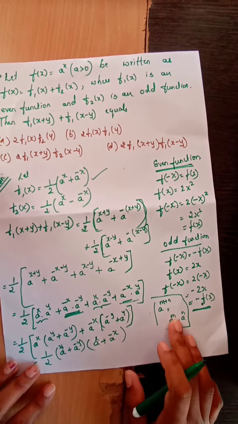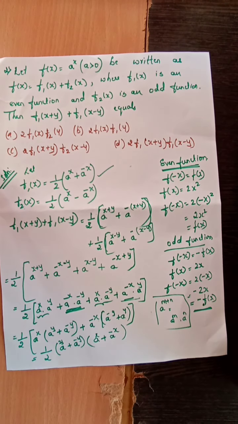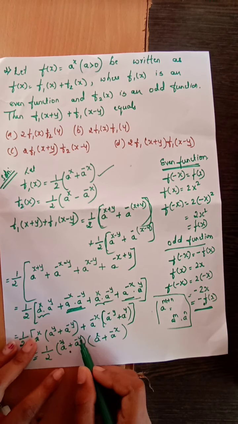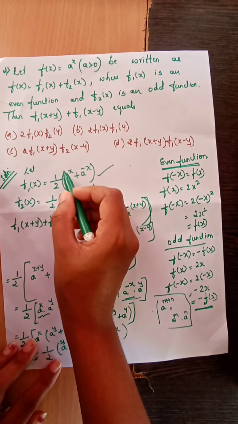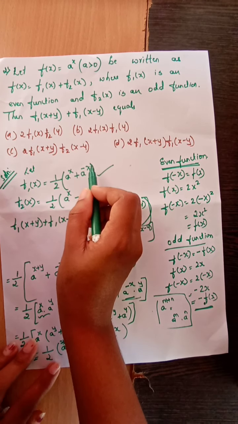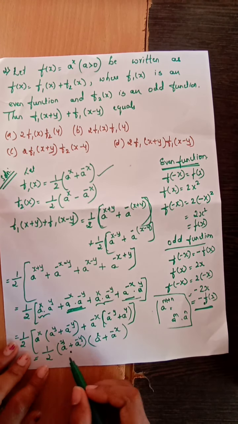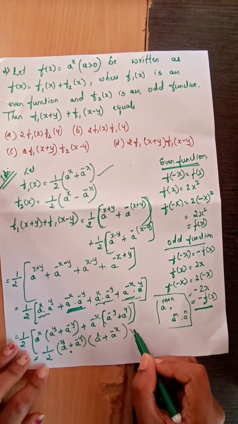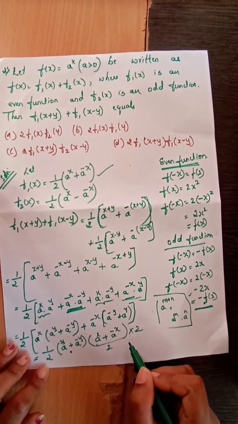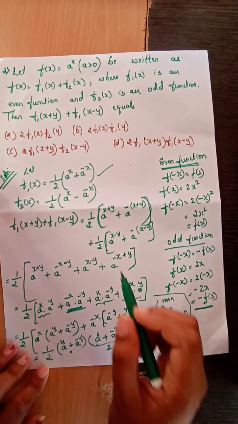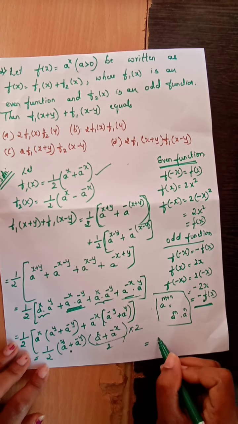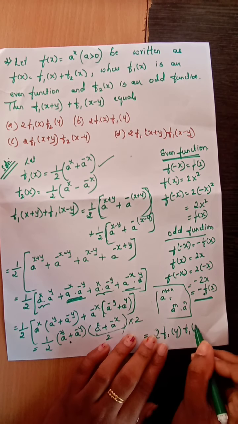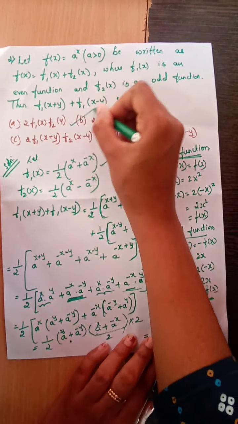You can see the options are in terms of the functions f1 and f2. So in order to write f1 of y, I can write this as f1 of y, because f1 of x is 1 by 2 of a power x plus a power minus x. Here in place of x I have y, but I can't do anything about this term. So I'll multiply and divide by 2, so that this term can be replaced by f1 of x. So 2 was remaining, it will be f1 of y into f1 of x. So our correct option is option B.